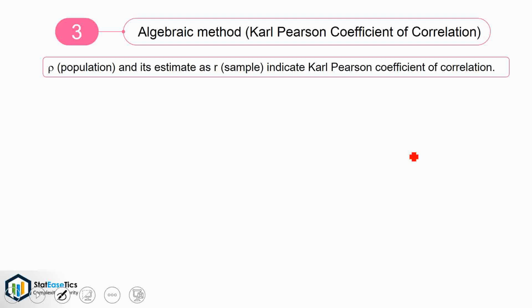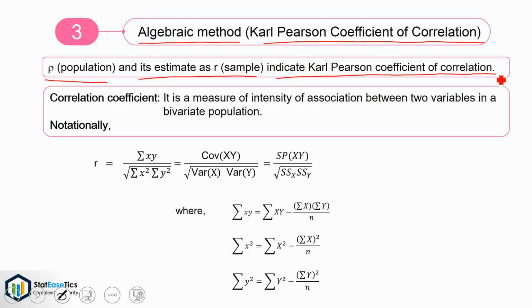And let's see the third method, that is algebraic method. Karl Pearson coefficient of correlation. Here rho for population and its estimate R for sample indicate Karl Pearson coefficient of correlation. Correlation coefficient is a measure of intensity of association between two variables in a bivariate population.